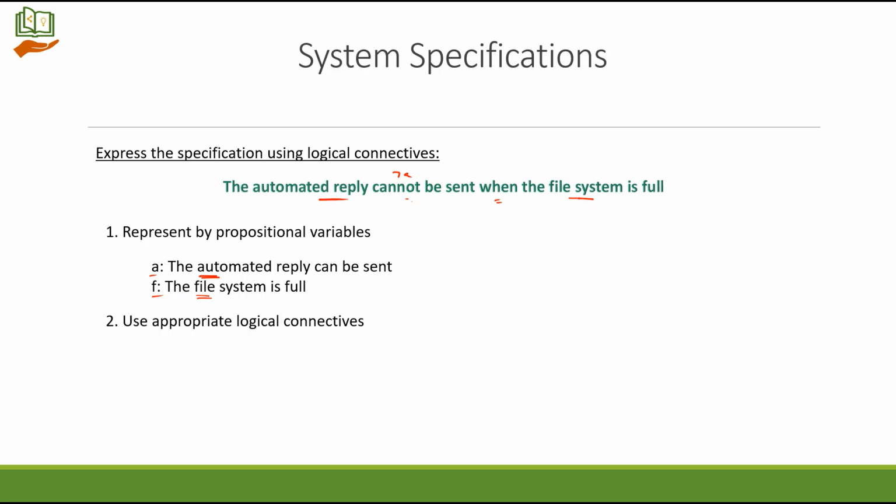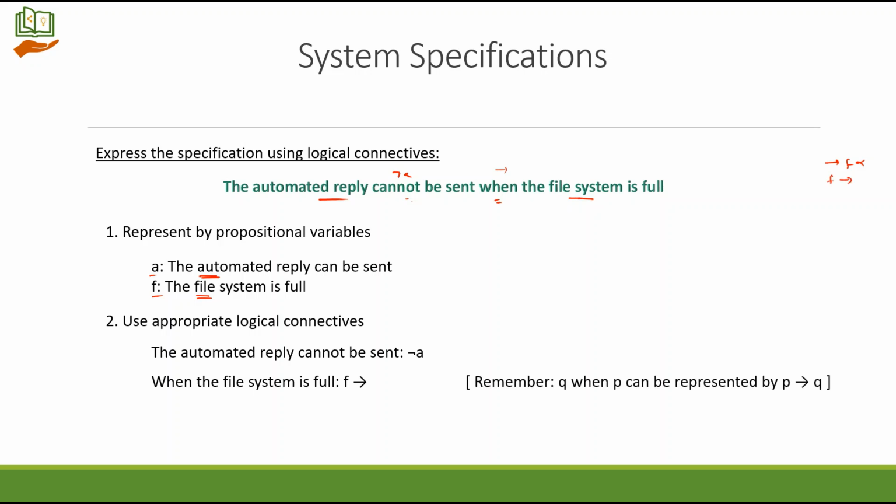And when we use when, we have something called the implies operator. The automated reply cannot be sent is represented by negation of A. When the file system is full is represented by F implies. Why do we not represent it as implies F and why are we using F implies? We have to remember Q when P can be represented by P implies Q. What is Q here? Automated reply cannot be sent when system is full. So it is negation of A when F.